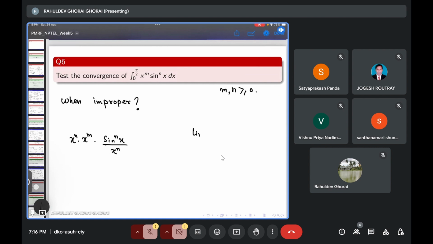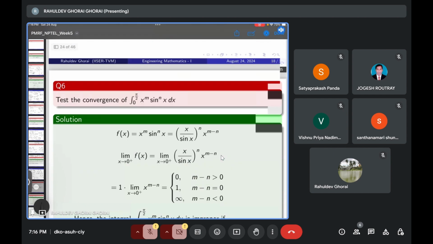So the limit as x tends to 0 of (sine x over x) whole to the power n exists. That always exists, and it is equal to 1. So if you make it x to the power m times sine nx, that is of this type, then one can say, I'll tell here itself.